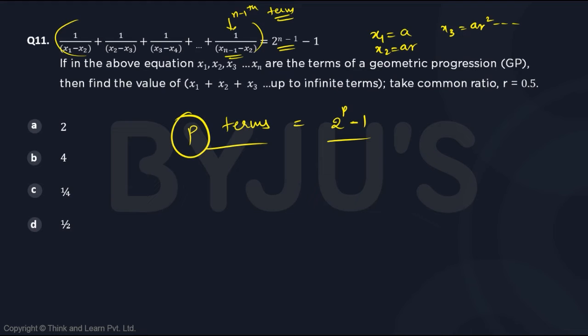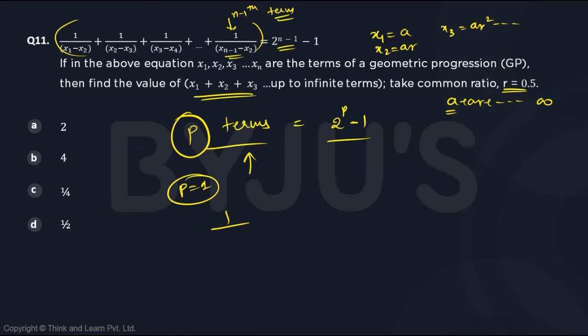Now, you can find this sum to infinite, that is a plus ar plus up to infinity, only if you know the value of a, because r is given to you. Now, to get the value of a, you need to use the equation here. So instead of generally expanding this in terms of n or p number of terms, take one term and see what happens. If p is 1, if you take only one term, then what happens?